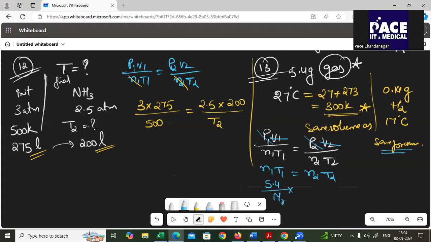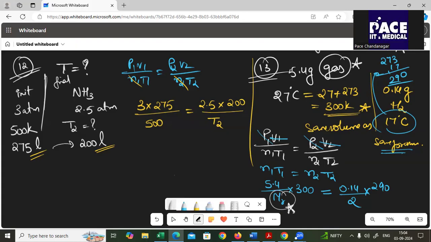Into temperature for the first set, 300 Kelvin, is equal to N2. The second gas is hydrogen. Given mass is 0.14 by hydrogen's molar mass 2. Given mass by molar mass is N, the number of moles, times 17 degrees. Don't accept this 17 either. That is 273 plus 17, which will be 290 Kelvin. Here, the only unknown left is your molar mass. Cross multiply, bring out the molar mass. That will be your answer there.